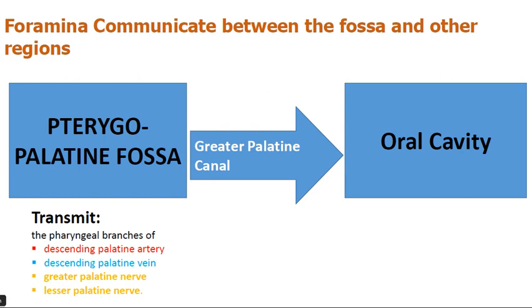We have two nerves and two vessels. Two nerves, we have the greater palatine nerve and the lesser palatine nerve, and they are sensory in actual fact, to the mucosa there in the palate, and the descending palatine artery, which is a branch of the maxillary artery, and the descending palatine vein accompanying the artery. These are structures passing through the greater palatine canal between the pterygopalatine fossa and the oral cavity, which lies more medial, more inferior to the pterygopalatine fossa.